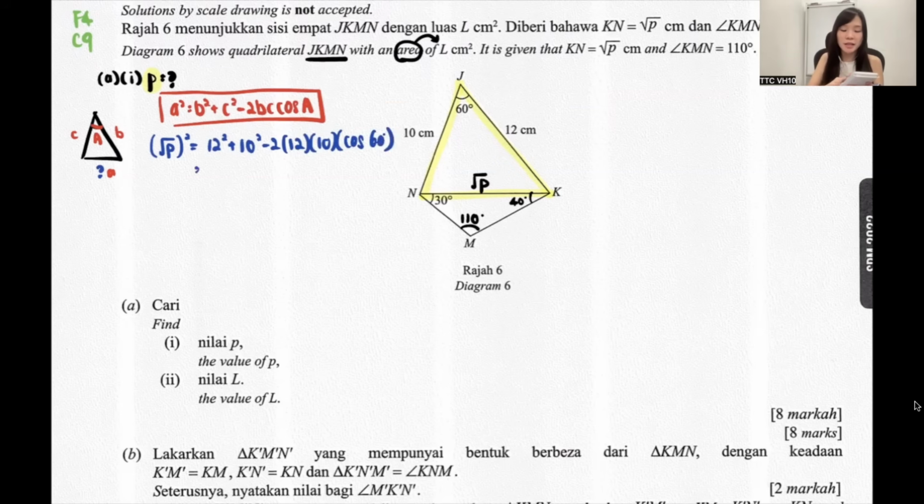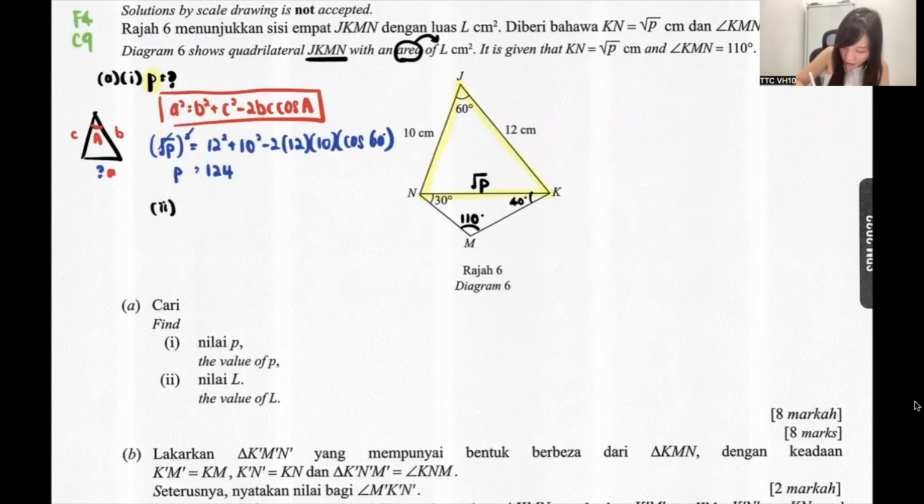Now, let's press the calculator. No need to press one by one, write down one. Press everything together is the best. Don't waste your time. So my dear, I'm getting 124. Square and square root cancel. So my P answer is 124. Done. Okay, so my dear, just like that, let's move on to the second part.